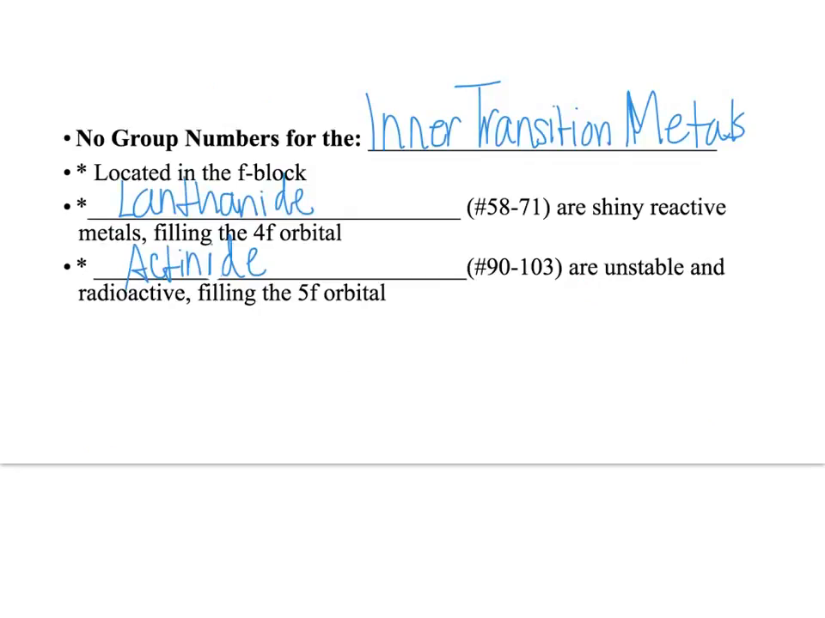All right, here we have the inner transition metals, which are located in the f block, which is the 2 lines at the very bottom. And the 2 parts of the inner transition metals are the lanthanides, which is 58 through 71, and they are shiny and reactive. And of course, they're filling the 4f orbital. And then the last one on there is called the actinide series, which is 90 through 103, and they are very unstable. They are radioactive, and of course, they are filling the 5f orbital. Remember from nuclear chemistry, anything above 92, which is uranium, is not naturally occurring. It's usually man-made or synthetic.